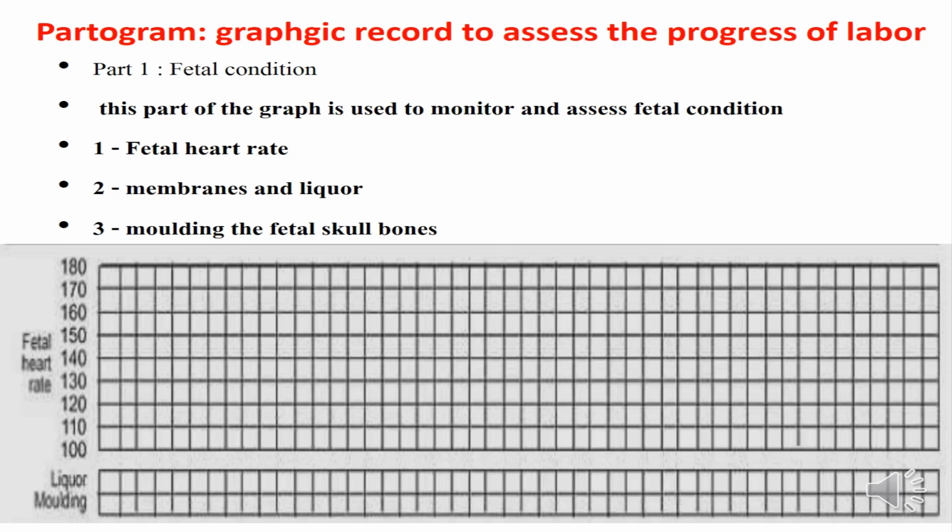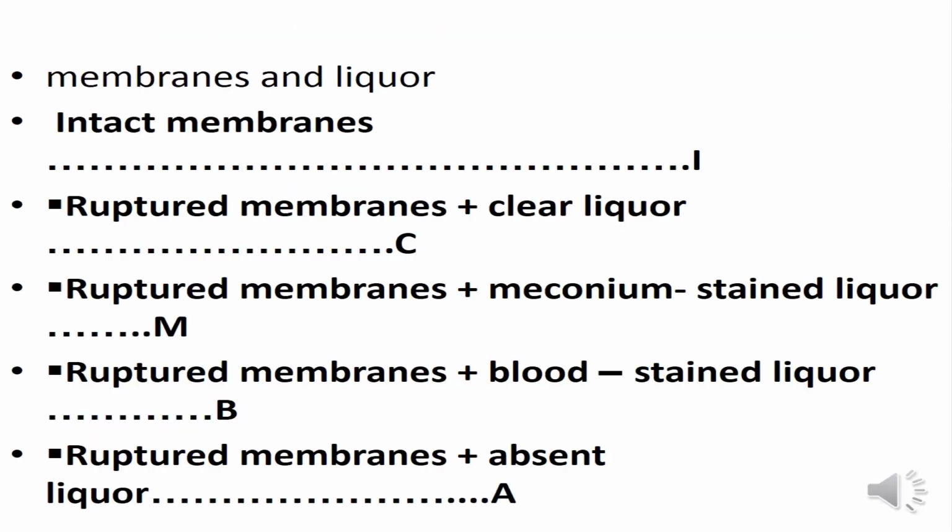Letter I. If ruptured membranes and clear liquor, C. If ruptured membranes and meconium, C. If ruptured membranes and meconium stained liquor, M. Ruptured membranes blood stained, B. Ruptured membranes and absent liquor, A.